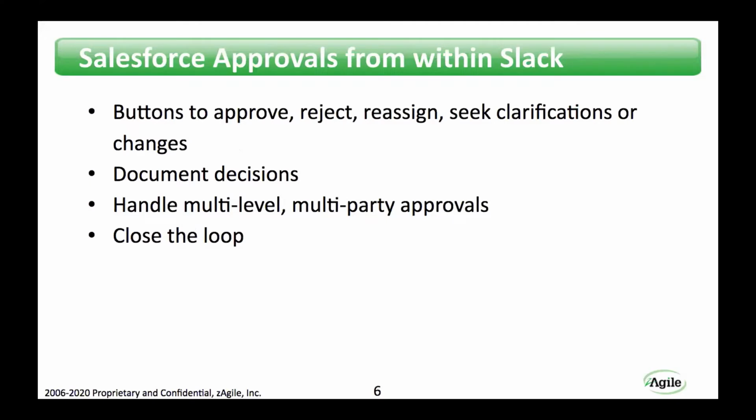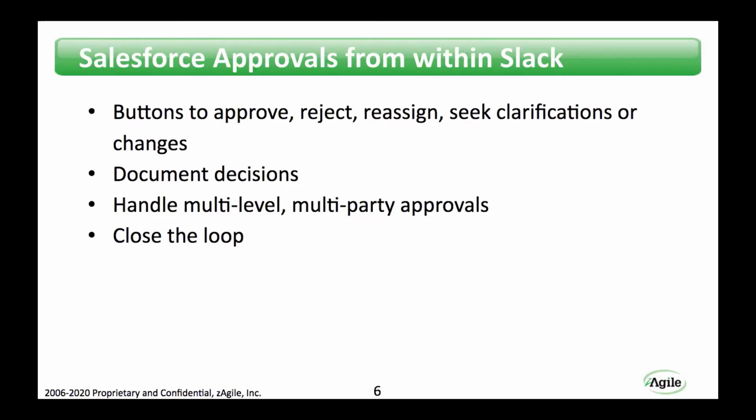So the nice thing here with Salesforce is that there are workflows that you can have from Salesforce that are incorporated within Slack, and ChatBridge helps you glue that all together. So for example, buttons to approve or reject or reassign, to seek clarifications or changes. It's simply a boom, I select approve, and now it's part of the system of record, and we can move on to the next step of the process.